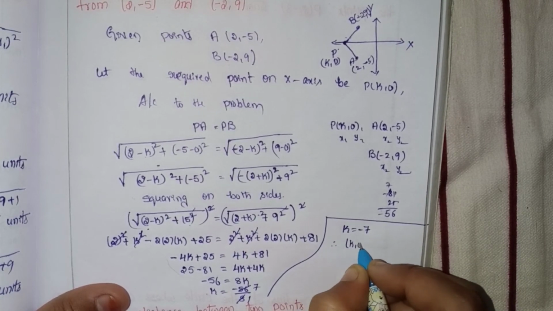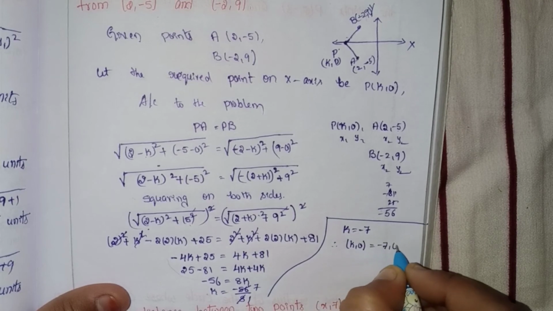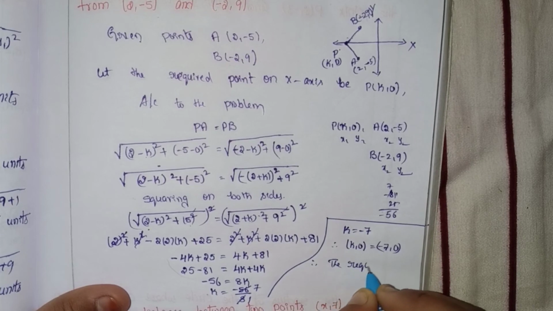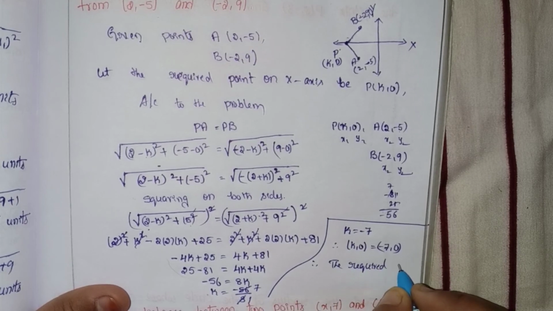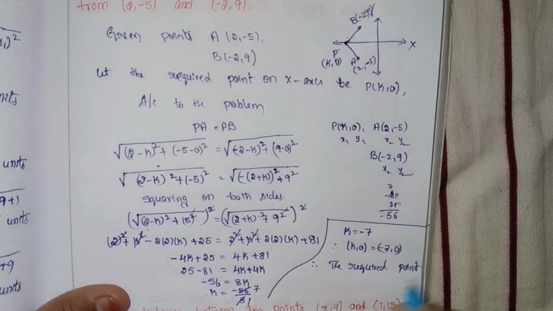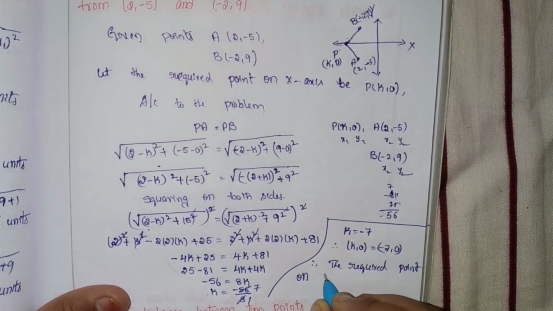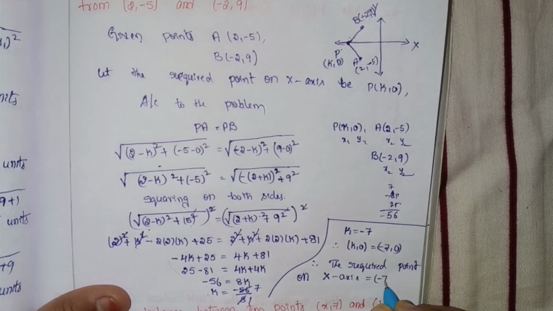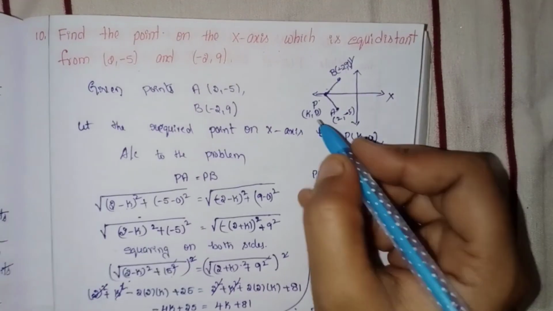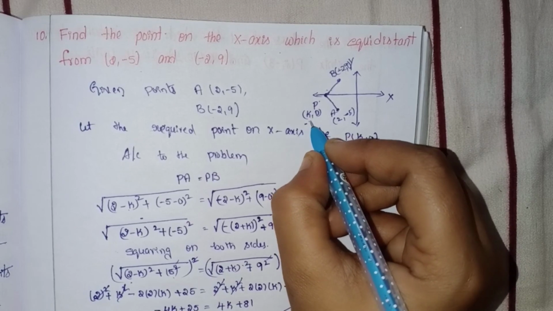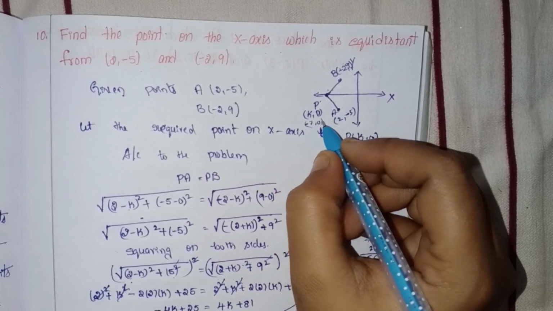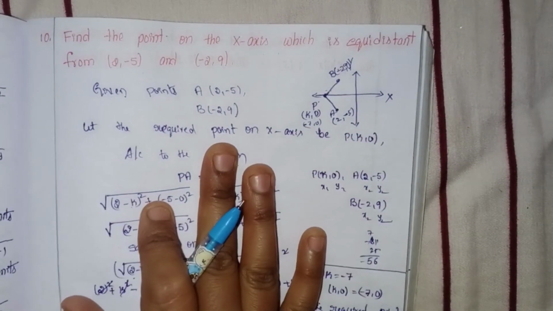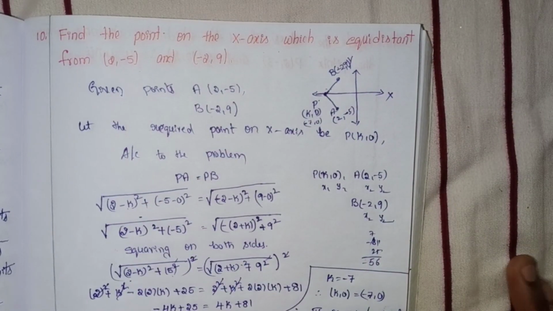Therefore, (k, 0) equals (-7, 0). That is the required point on the x-axis, (-7, 0). Now you understand, this is minus 7 on the negative side, so (-7, 0). This is about question number 10 solution.